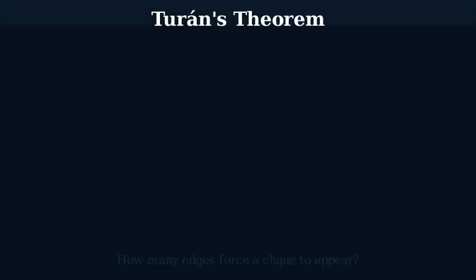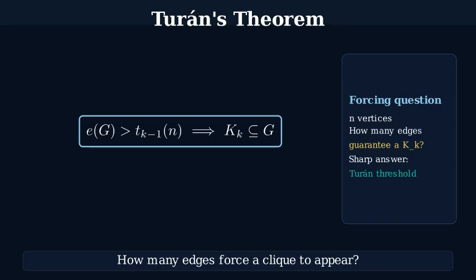How many edges can you add to a graph before a clique becomes unavoidable? Turán's theorem gives the sharp answer. For n vertices, the densest graph that can still avoid a K_k is the balanced complete (k-1)-partite graph. Add any more edges, and a K_k must appear.